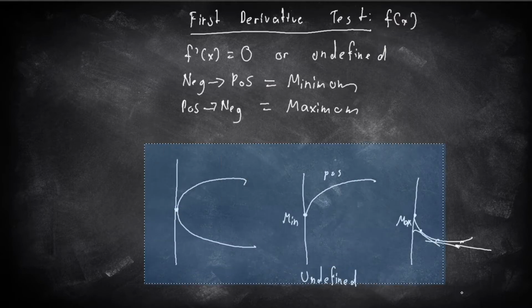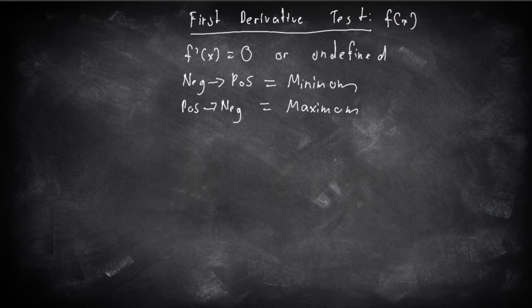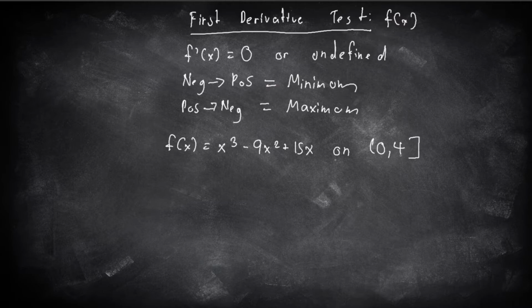Okay, now let's try an example. Let's say we have f of x is equal to x cubed minus 9x squared plus 15x, on the interval from 0 to 4. And we're going to include 0 but not 4. I'll explain why I'm going to use an interval, because there are different types of maximums and minimums.